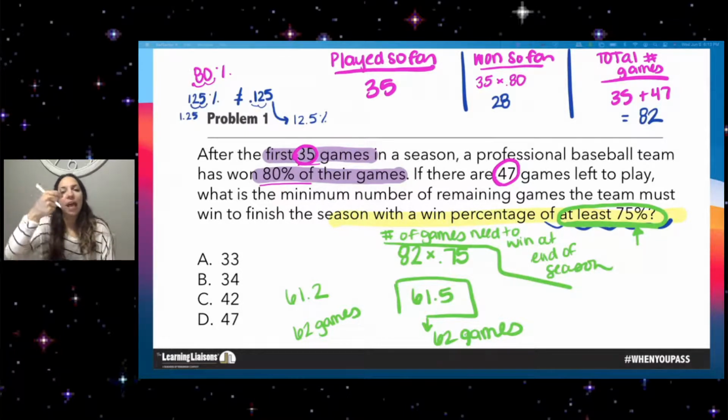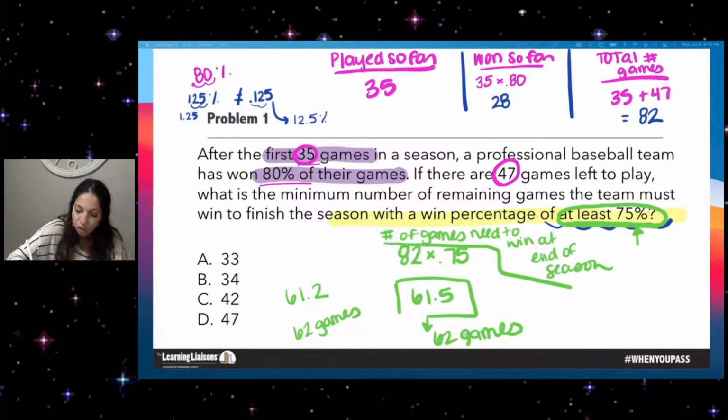And they have to have at least 75%, which means I have to round up no matter what that decimal is. If it said to have a lose percentage of no more than, then we would round very differently. But because it's at least, we're always going to round up. I hope that makes sense. So they have to win 62 games.